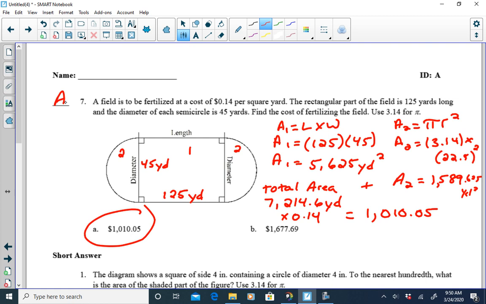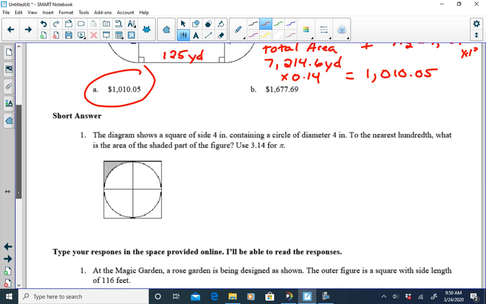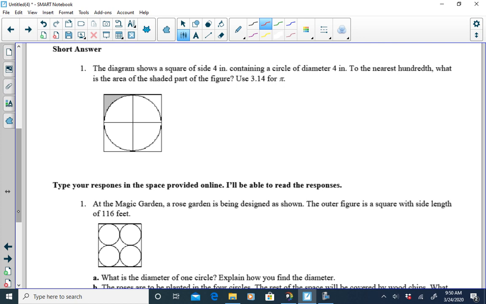So just take a look at your work. You start by finding area 1, which is a rectangle, area 2, which is a circle. We have to then add those areas together, and that's where we get the total area from. And then that total area, we just have to multiply by the 14 cents per square yard, and that's where we get our cost. Okay, next example.